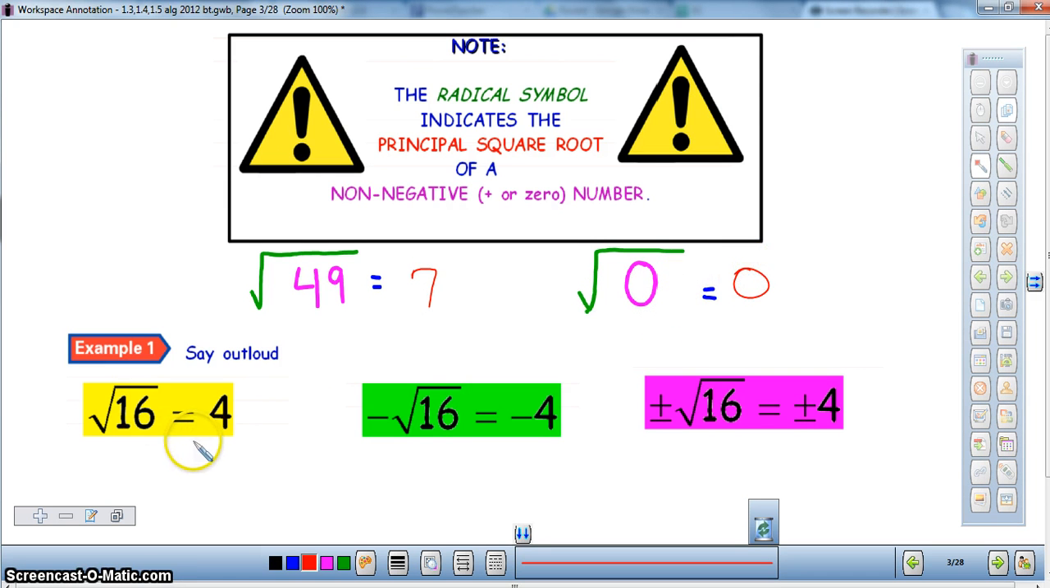Sometimes you're going to see the positive square roots looking like this: square root of 16 is 4. The negative or opposite square root of 16 is negative 4. And if you ever see this plus minus symbol, it's just telling you of an option of 2 answers. The first one is positive 4, the second is negative 4. So this answer could also be written as 4, comma, negative 4.